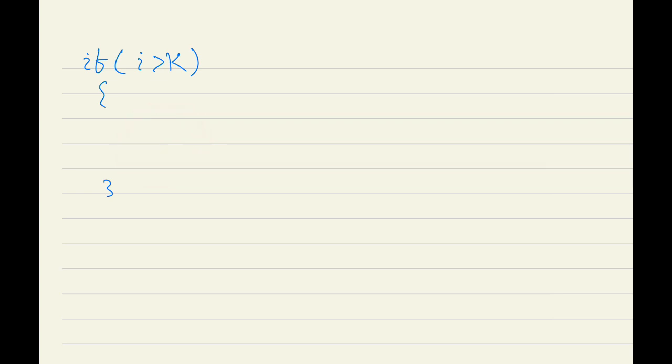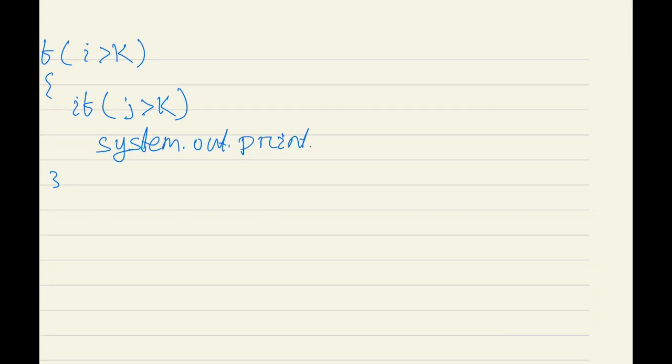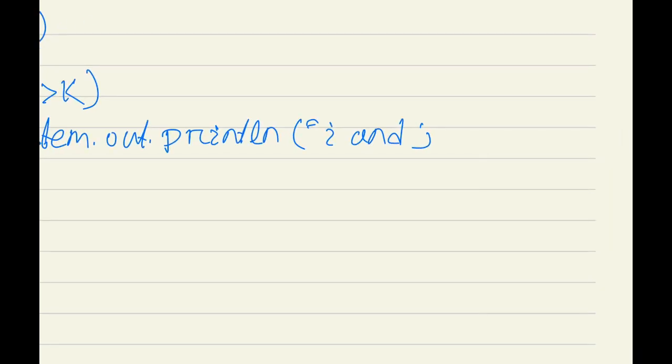Suppose for example we write a one way if like this: if j greater than k, then system.out.println i and j are greater than k. If i greater than k, if j greater than k, this statement will execute. So we can write i and j are greater than k.